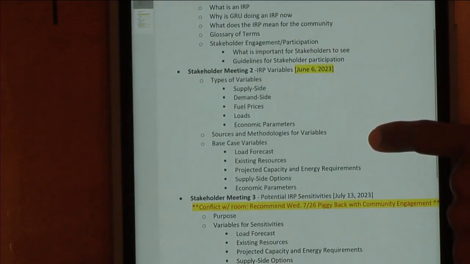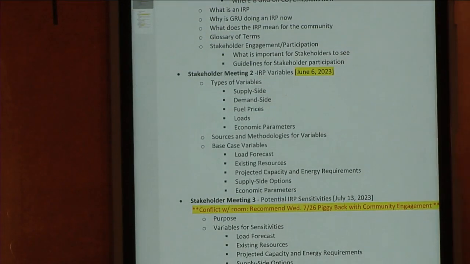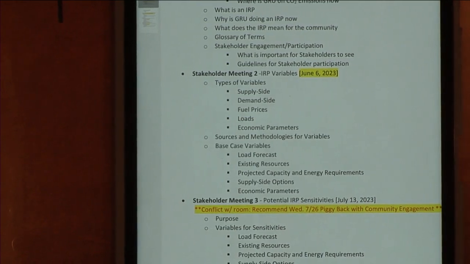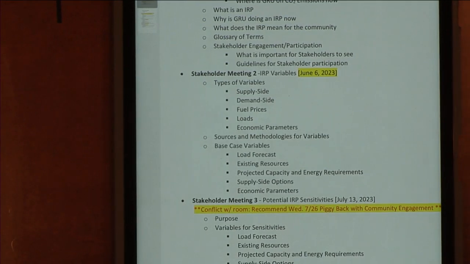The second stakeholder meeting, which is scheduled for June 6th, will have the types of variables. So supply side, demand side variables, sources and methodologies for those variables, and any base cases. So load forecast, existing resources, supply side options, economic parameters. We want to make sure we're all on the same page with those before we go start pressing buttons.